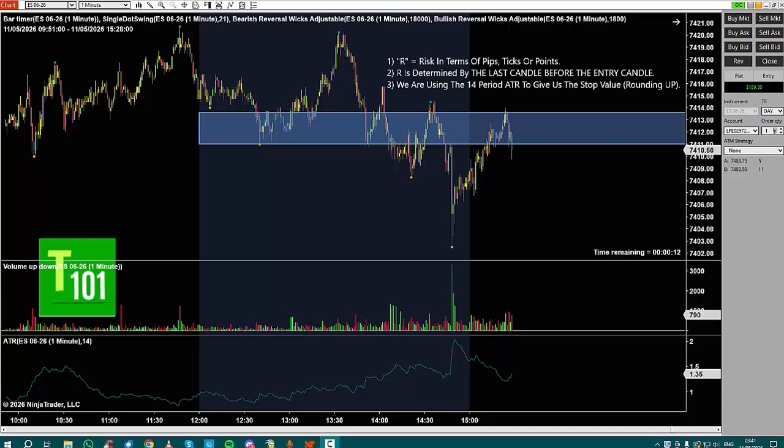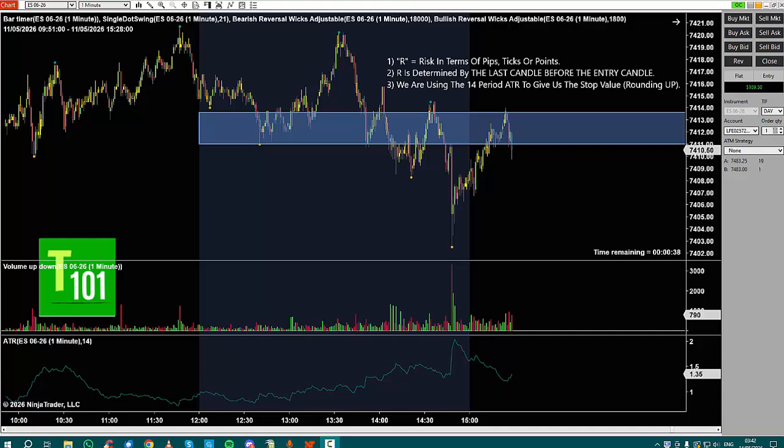So we're going to apply these three criteria to the chart. I'm not going to talk about the specific entries of this system. I'm just going to choose semi-random reversal candlesticks. In front of us, we've got, highlighted by the ChatGPT reversal wicks, BRW, let's call it, bearish slash bullish reversal wicks indicator. We've got the shorts highlighted here, so we'll use the shorts.